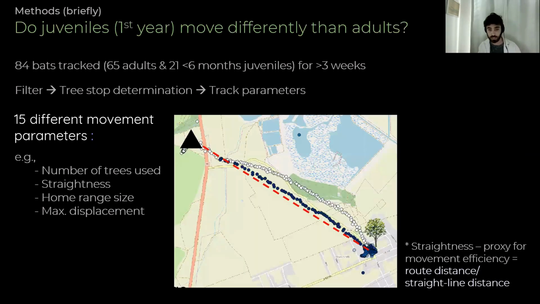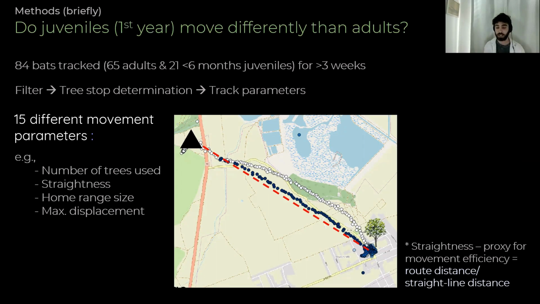So to test these predictions, we tracked 84 bats, that was before the study that I talked to you about before, 65 adults and 21 juveniles less than 6 months old, and we tracked them for more than 3 weeks. We took the raw data. I'm not going to go much into detail about that, but there's a lot of background work about cleaning and filtering and segmenting the data. At the end, we got a set of movement parameters that we thought were interesting to compare.